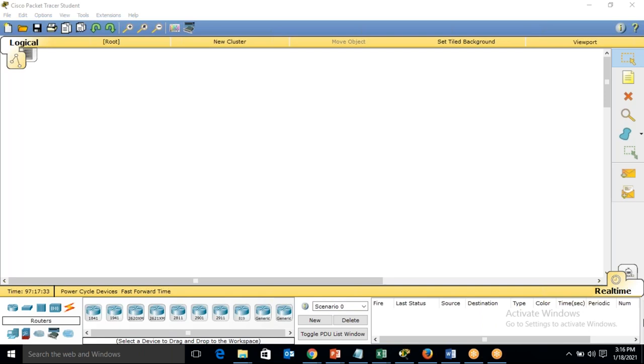Now, let us see our first CCNA lab. Let us do the lab and the theoretical stuff simultaneously so that we will not get bored. Now let us see how to build a LAN in the Cisco Packet Tracer.